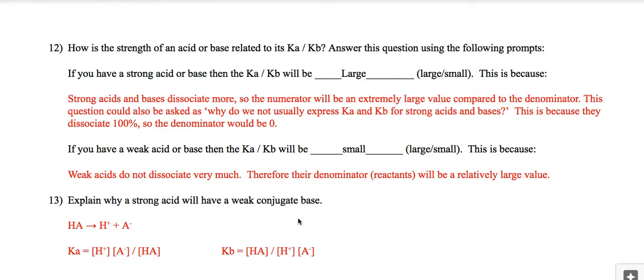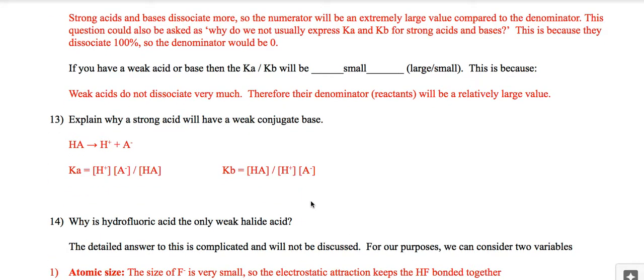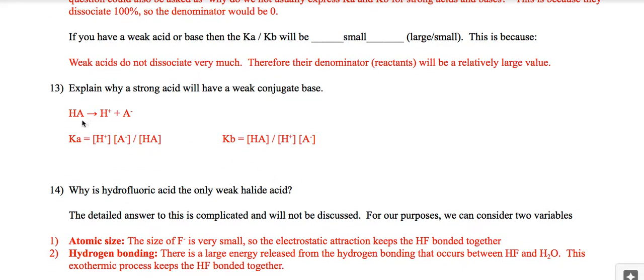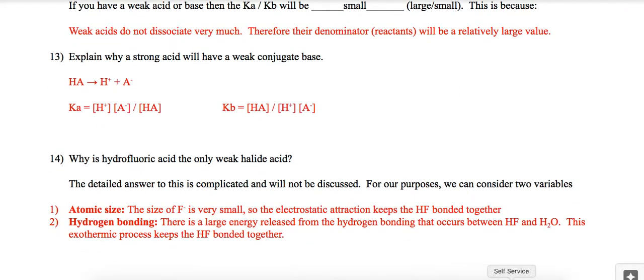All right, so explain why strong acids will have a weak conjugate base. It's the same thing. So if we look at this here, this is a double arrow here. If we look at this from the forward direction, if it's, say, a very strong acid, then the numerator is going to be very, very large. So I'll put large here, which, since this is a strong acid, means that Ka is going to be a big number.